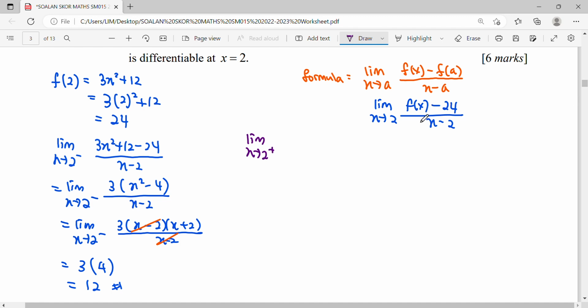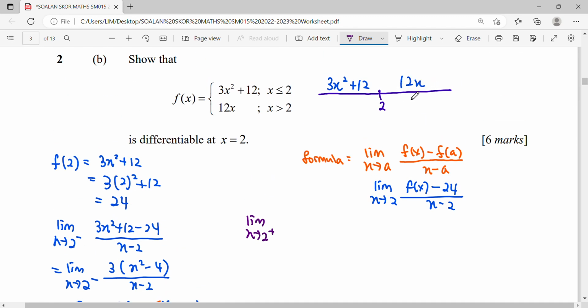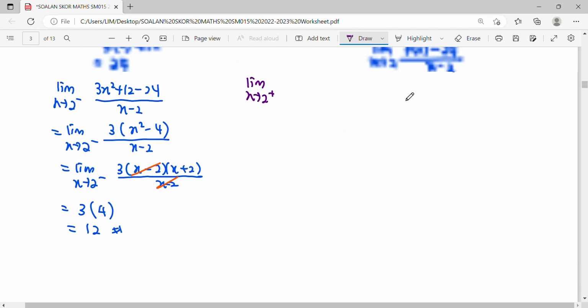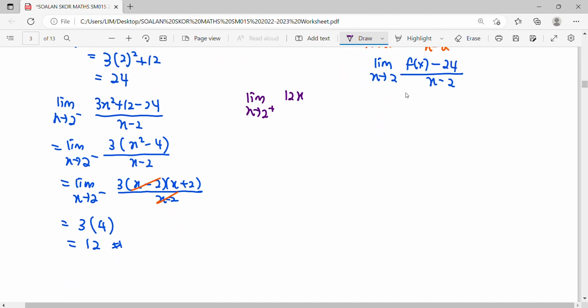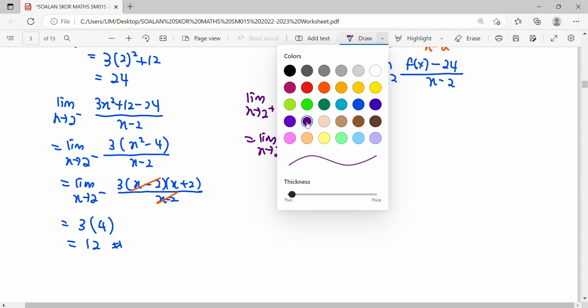Select the correct function here, f(x). Right hand side is supposed to be a linear function, which is 12x minus 24 over x minus 2. The same thing happened here. When we substitute 2, it will be an indeterminate form. So we simplify it, we factorize out 12, and then you can meet your factor of x minus 2 to be simplified.